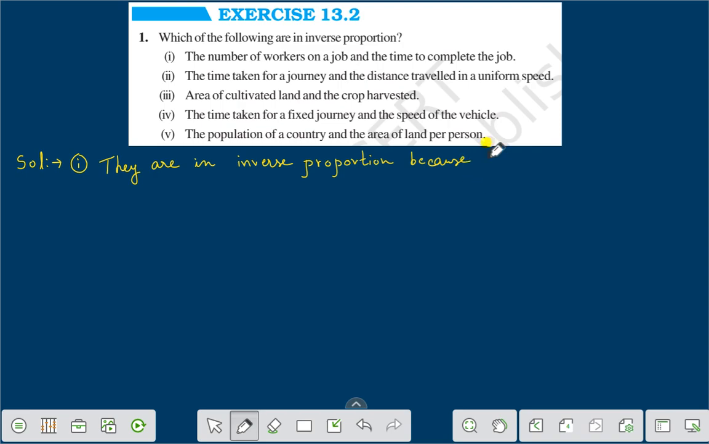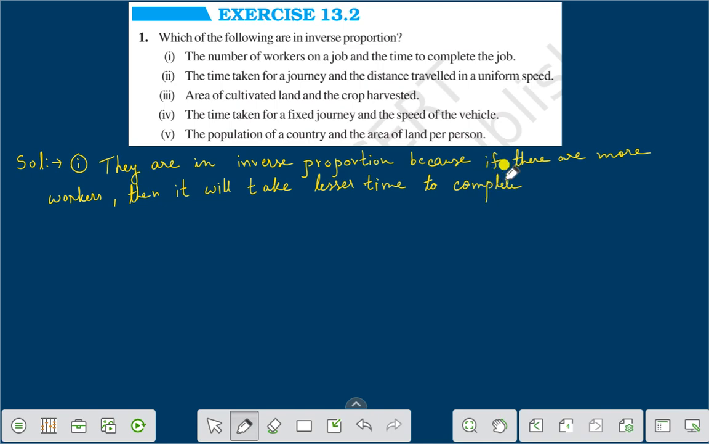If there are more workers, then it will take lesser time to complete the job.